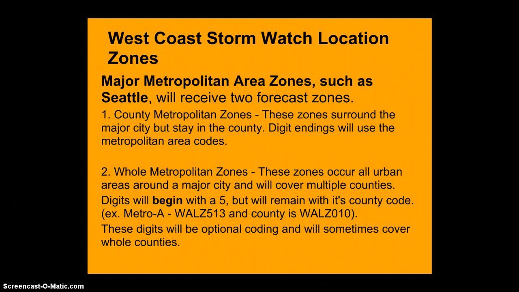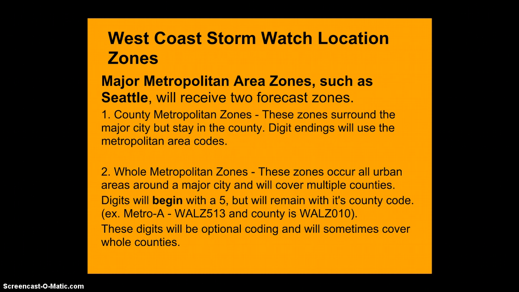Cities like Seattle, they're going to get a large zone for it. They're going to get a county metropolitan area, which will be required. Even if there's a non-weather emergency, our location zones will be used for those. I'm basically designing these to be used by region. So the east side of Washington will get the first half, and the west side will get the other half.